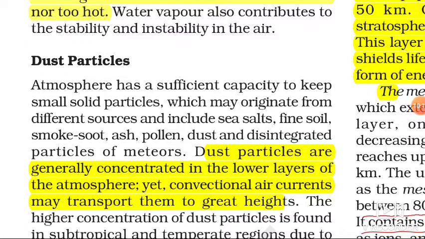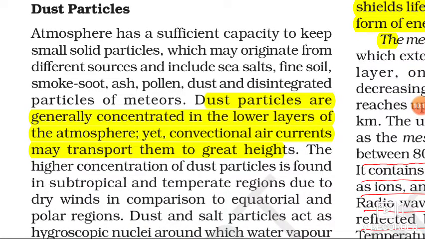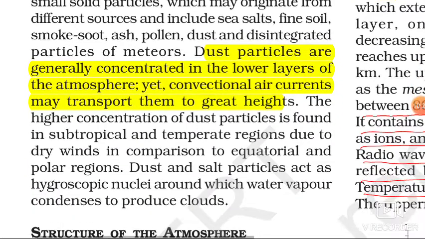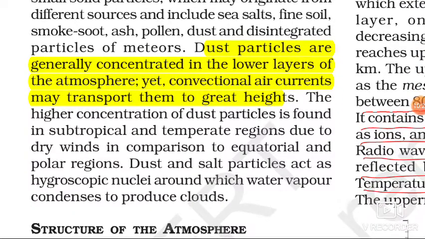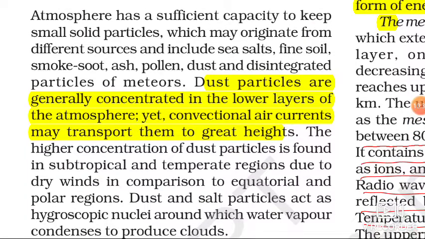Dust particles are generally concentrated in the lower layers of the atmosphere, yet convectional air currents may transport them to great heights. Now, what are convectional air currents? Let me help you understand. Convectional air currents means a wave. It is a wave generated when two air masses meet at a single point and transfer their energy. Due to this, some erosional events take place. This is known as convectional air currents.